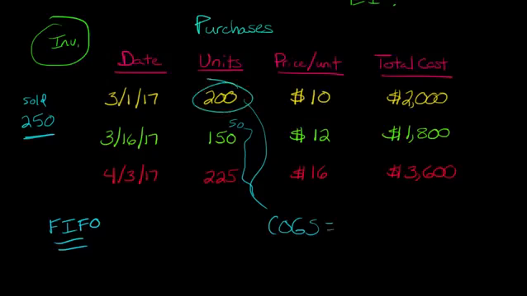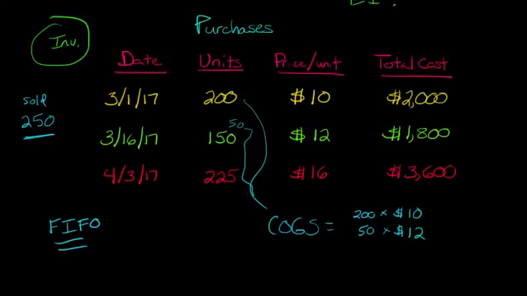So let's compute our cost of goods sold now. We've got this 200, because those were the first in, they're going out now, and the price per unit was $10 a t-shirt, so we're going to have 200 times $10. But remember that we sold 250 t-shirts, and this is just 200, so we had to take another 50 out of here, out of that March 16th purchase. So we go with the 50 from that date, and then we multiply that by the $12.